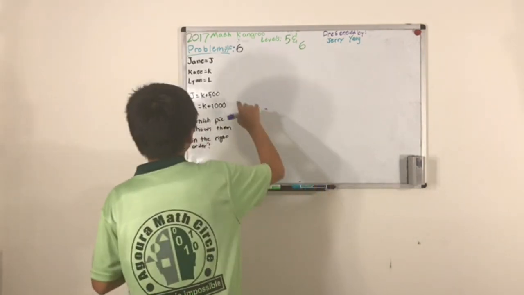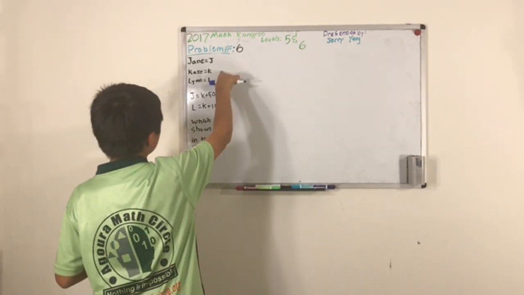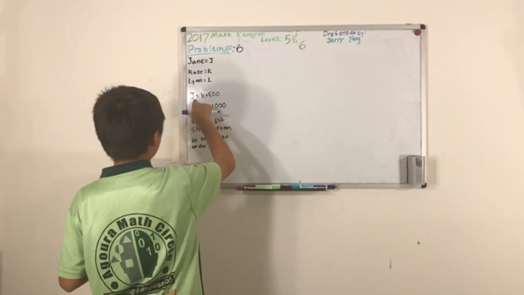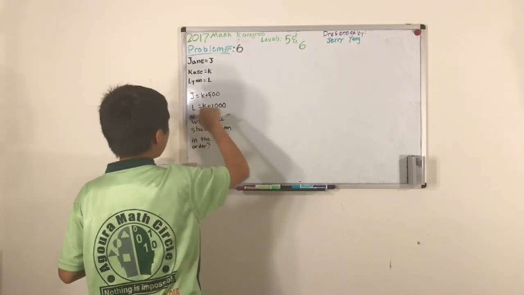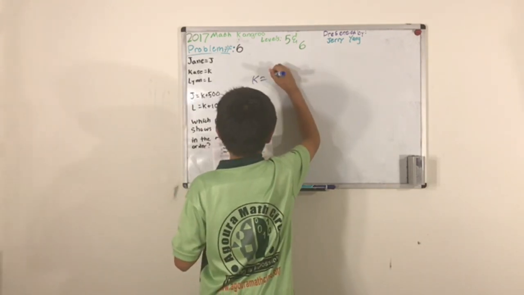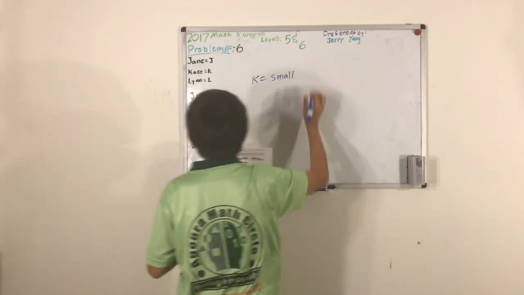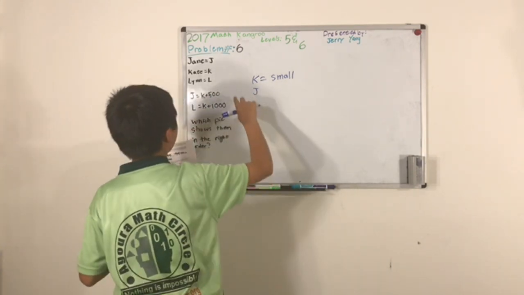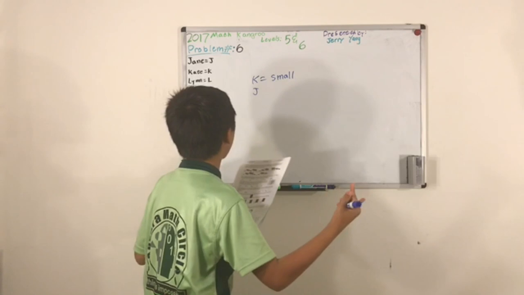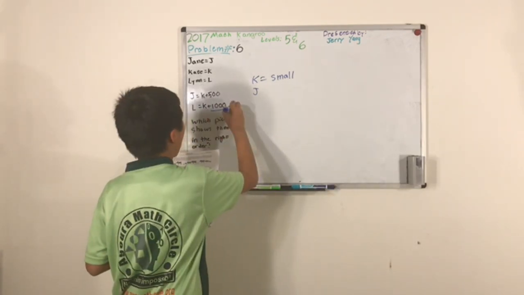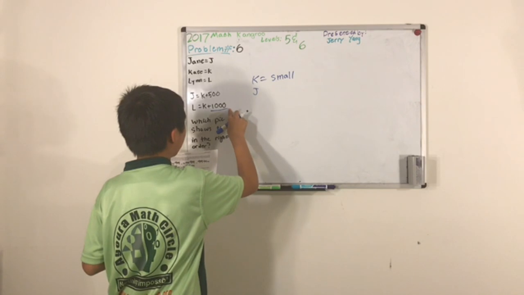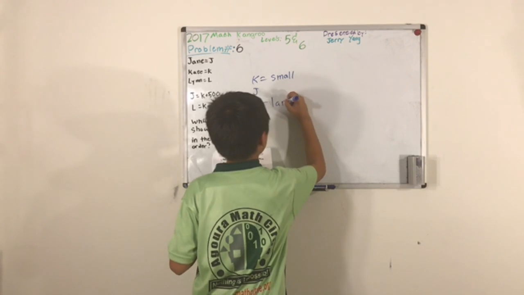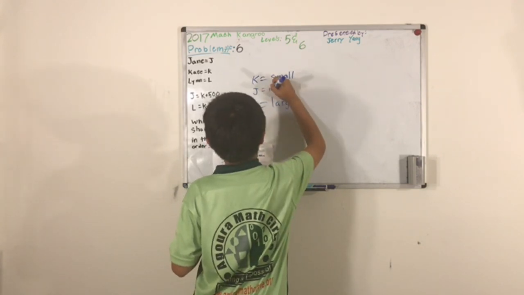Well, since we know that Kate plus some number equals Jane and Lynn, we know that Kate weighs the least. So K equals small. Then we go over to J. Then we have to figure out which one's larger, L or J. And if we look at it, we see that L gets the higher value added to it. So we know that L equals large and J equals medium.